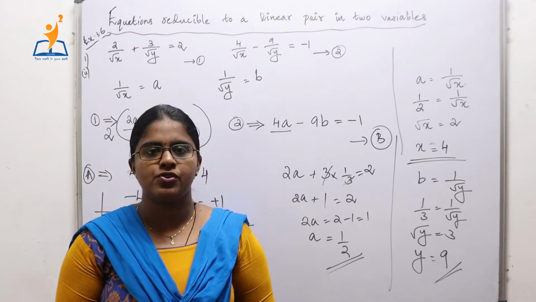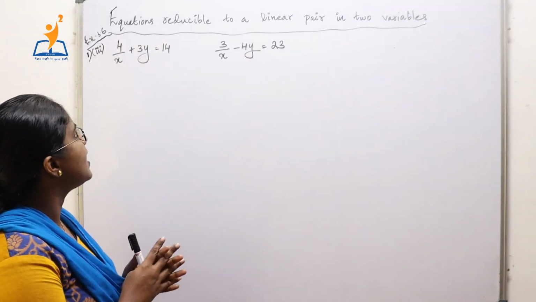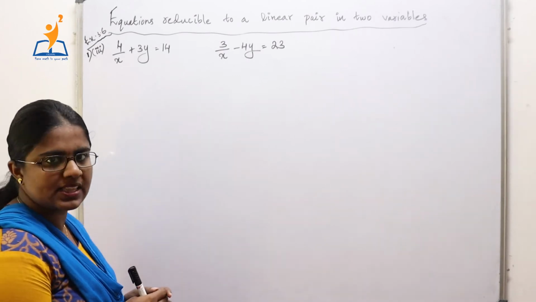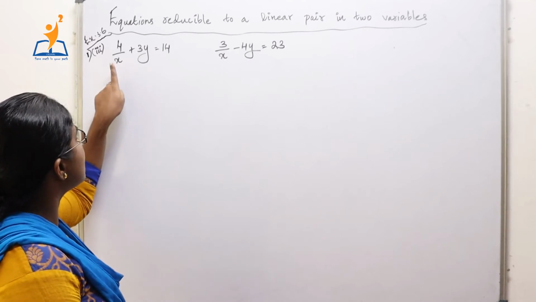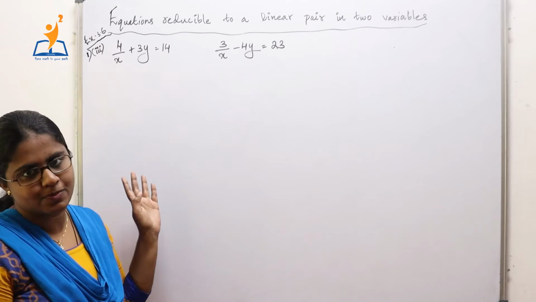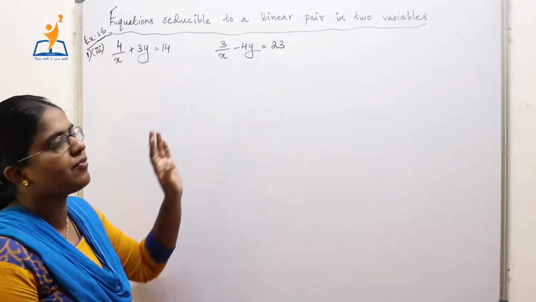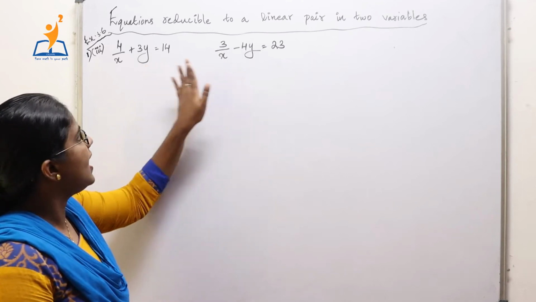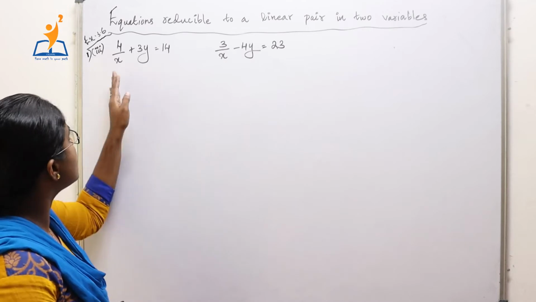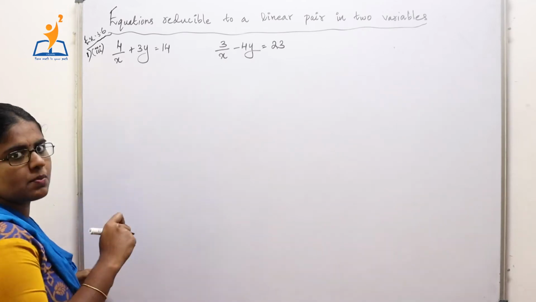Now we shall move to another question. Next question is 4 by x plus 3y equals 14 and 3 by x minus 4y equals 23. Here if we look at the power of x, it is minus 1. Here also the power of x is minus 1. But the power of y in both the equations is 1. So y has linear power, that is the power 1. So in order to make the power of x 1, we have to give suitable substitutions.